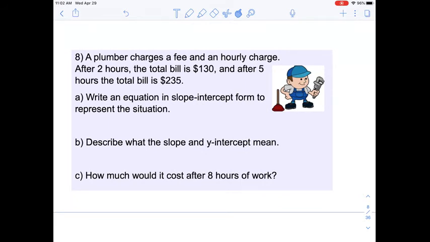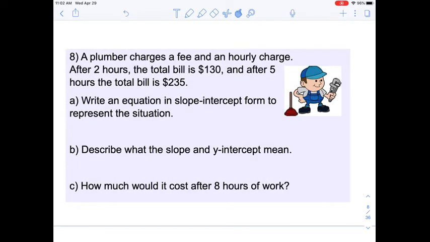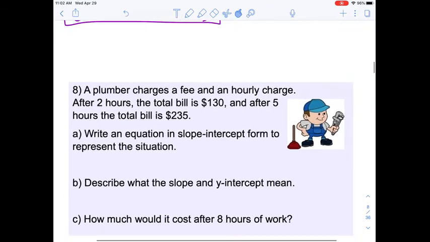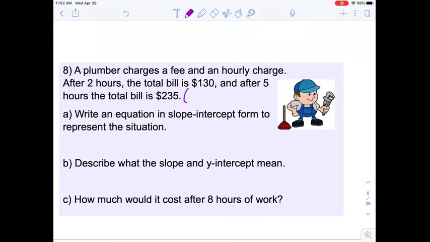Number 8 says a plumber charges a fee and an hourly charge. After 2 hours, the total bill is $130. After 5 hours, the total bill is $235. Where you need to write an equation in slope-intercept form to represent the situation. So I'm going to make these into ordered pairs. I know that after 2 hours, they're making $130. So that's my first ordered pair, 2, 130. And then after 5 hours, they're making $235. So that's my second ordered pair.